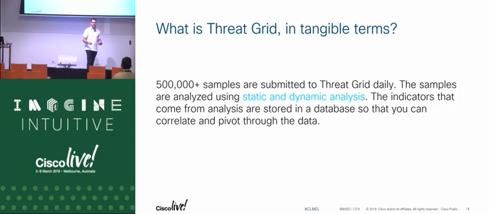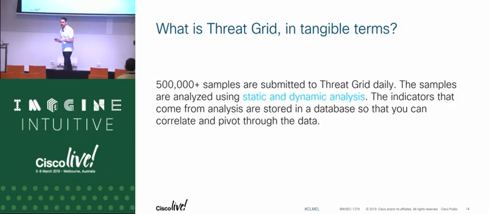So what is static analysis? Static analysis is about the file. What does the file look like? What is the hash of the file? What are the imports and exports, if it's an executable? If it's a PDF, does it contain active content? So static analysis is looking at the file and what it looks like.